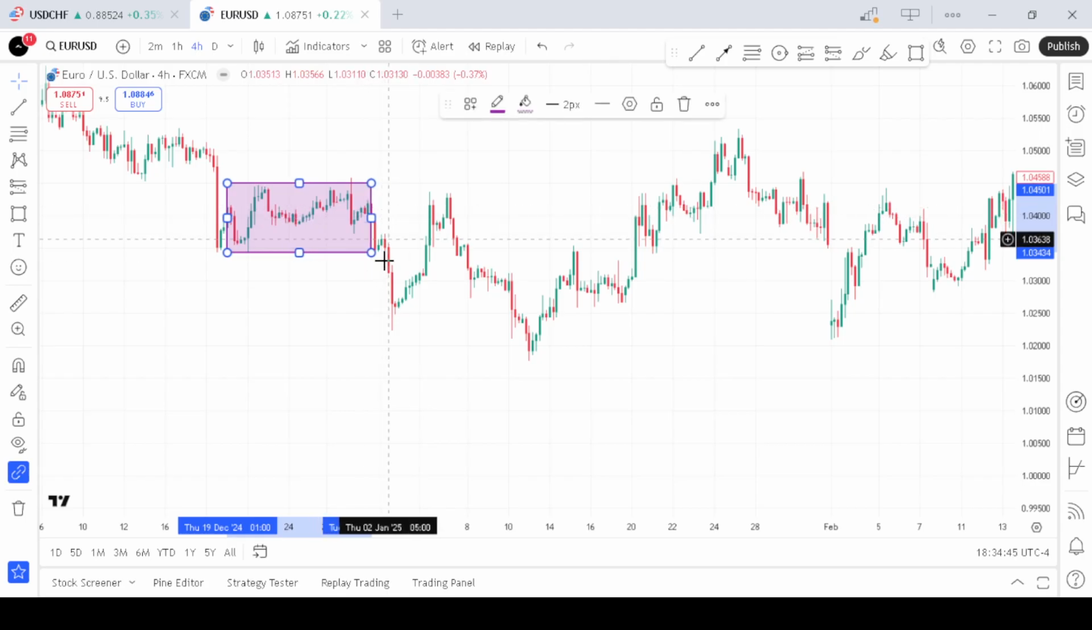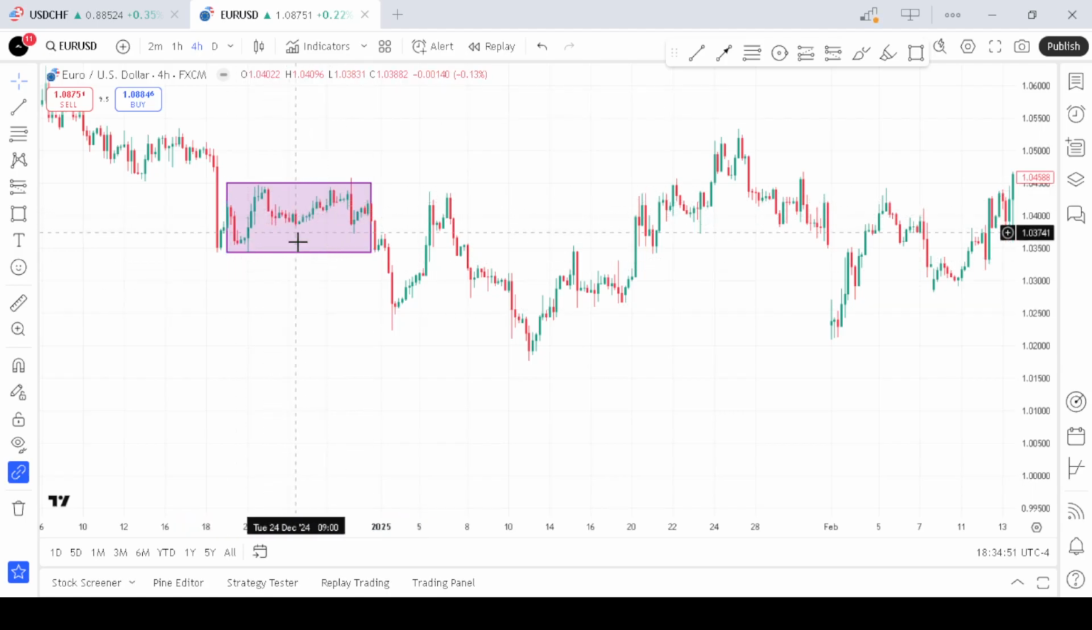For instance, rectangles are commonly used to highlight areas of price instability, as you can see from my screen, where price is moving in a sideways area from up to down. They also indicate parallel support and resistance levels in a sideways moving market.